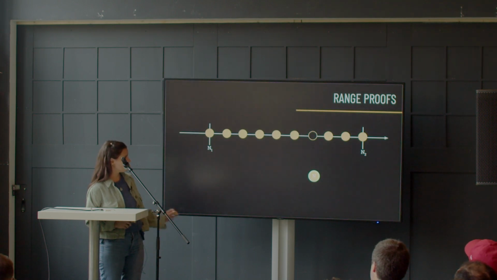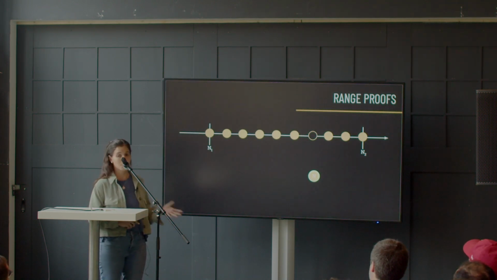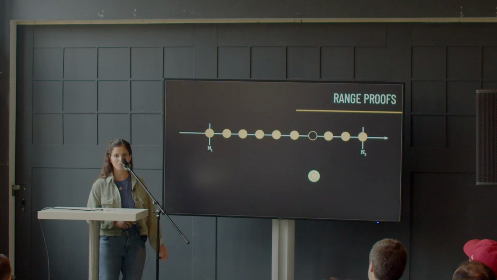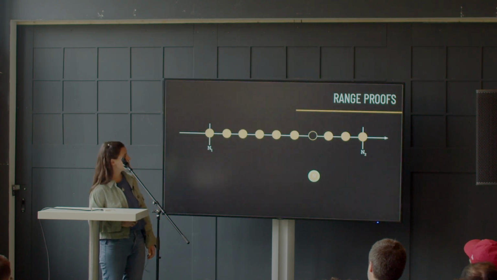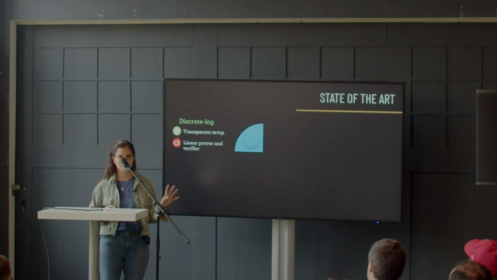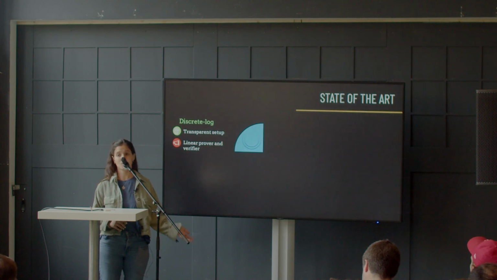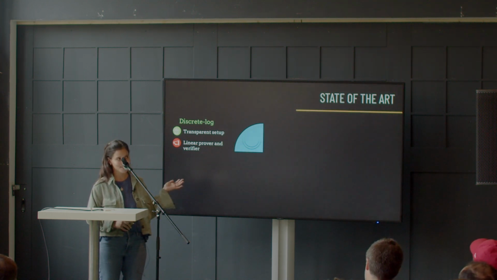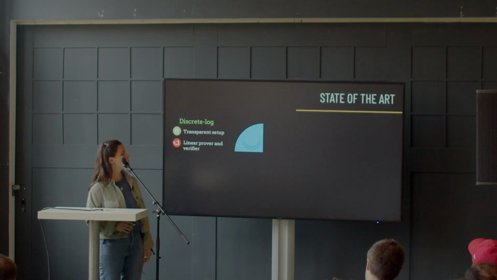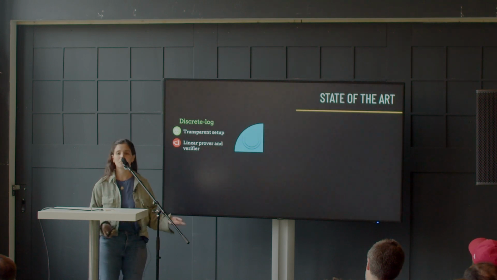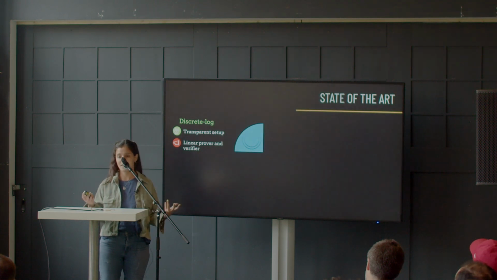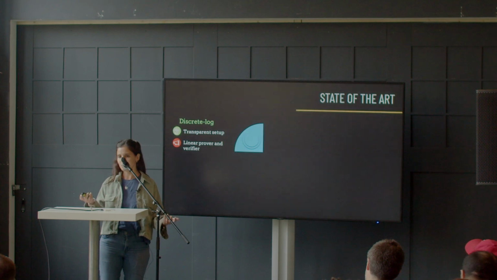So all these problems, range proofs, lookup tables, membership proofs, have been tackled before by other works. And basically, I would say we can divide them in 4 groups. We have discrete log solutions. They have a transparent setup, so that's super cool. But usually we need both prover and verifier to be linear in the size of the big public set. So we are wasting time here, right?